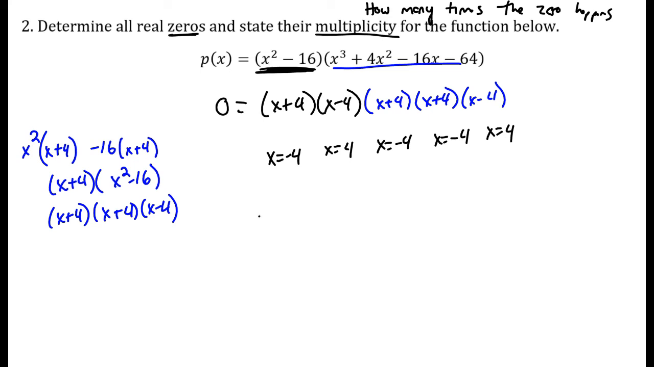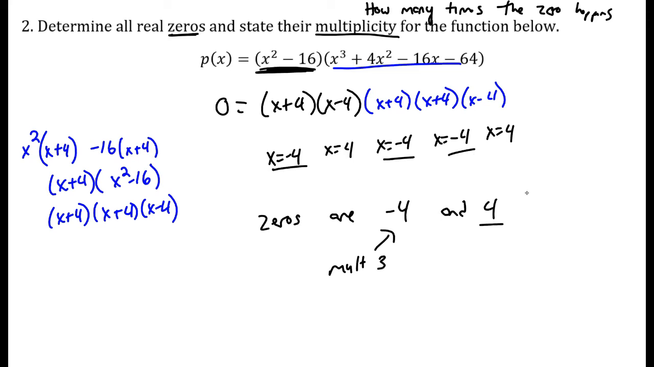So what are my zeros? My zeros are negative 4 and 4. Negative 4 has a multiplicity of, well, how many times did negative 4 happen? Multiplicity of 3. 4 has a multiplicity of 2. There were 2 of them, so that has a multiplicity of 2. That's a repeated 0. I have multiple of these zeros, so we call that the multiplicity.